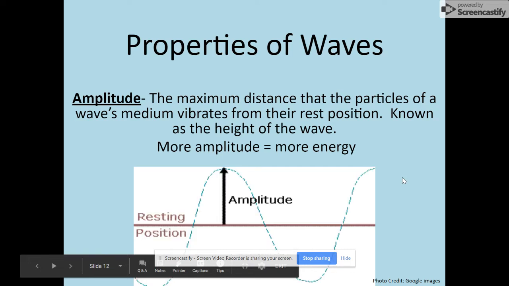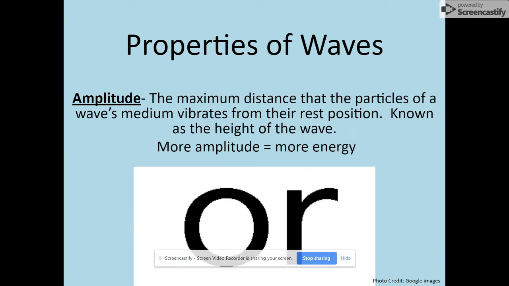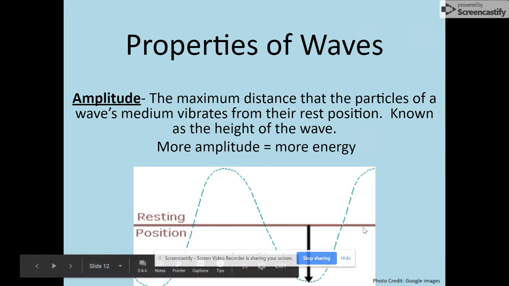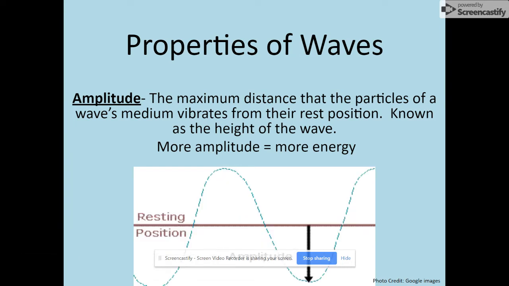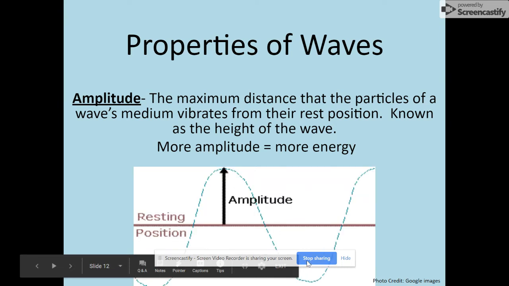Okay, and this one's got some interaction to it. I am aware of that. Amplitude, it's the maximum distance that the particles of a wave's medium vibrate from their rest position. This is also known as the height of the wave. More amplitude means more energy. And so if this thing can slow down a little bit, can I pause it? No, can't really. So the resting position is going to be this line here in the center. Amplitude is the height or the depth from that center line to the crest or trough.